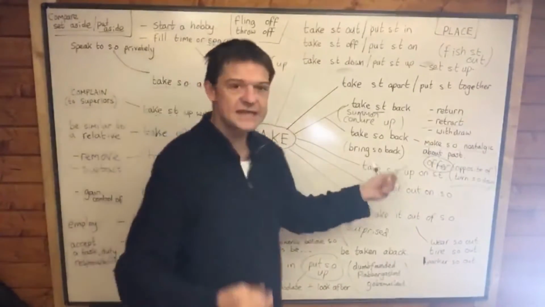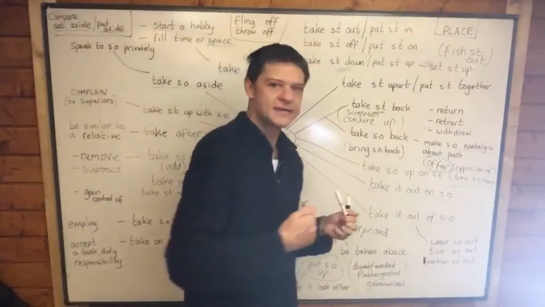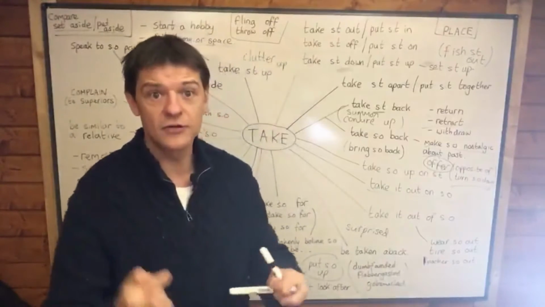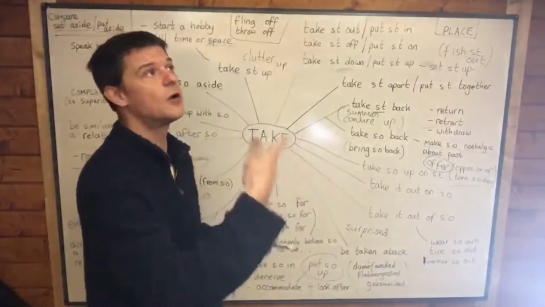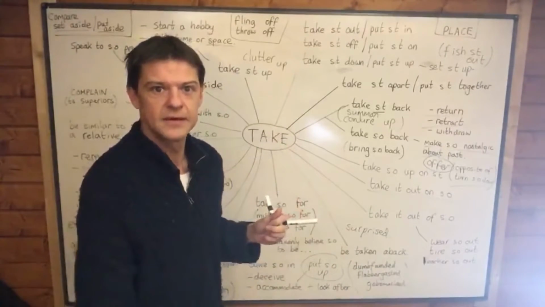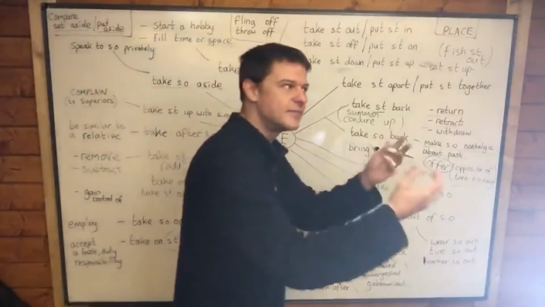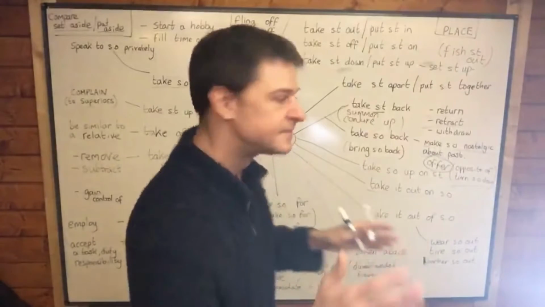Now, if you take it out on someone, that means that somebody has done something bad to you, and you take it out on someone else. So it's not very nice. You might say his older brother had a bad day at school and then he took it out on him. Yeah, something like that. It's when somebody does something bad to that person, and so he is bad to another person.